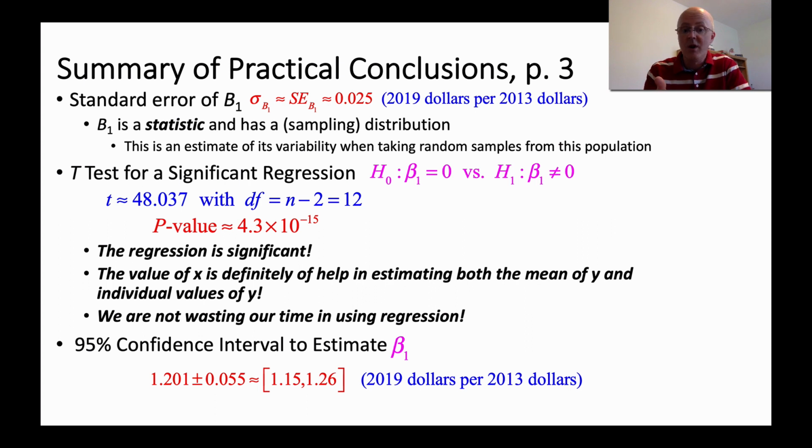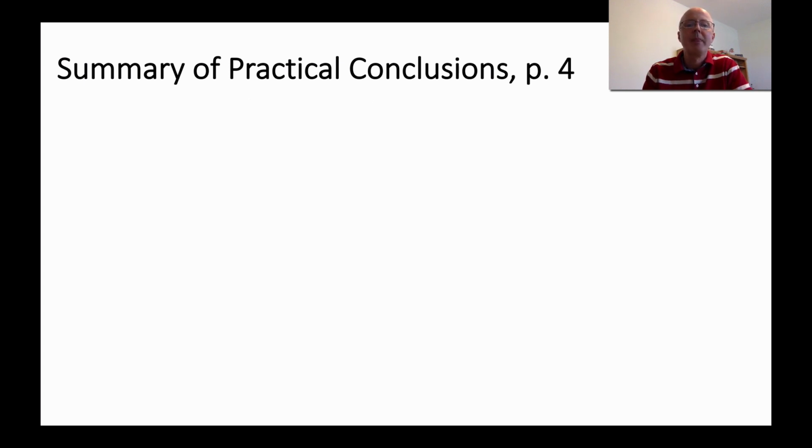We not only have strong evidence that this is a non-zero slope, but we even have strong evidence that the slope is bigger than 1. And being bigger than 1 does effectively mean that the 2019 tuition is going to be bigger than the 2013 tuition for the wider population, if this is truly representative of the wider population. That would be the practical interpretation of that.